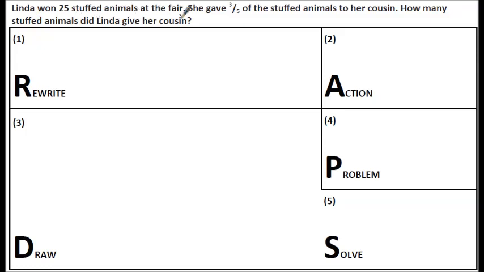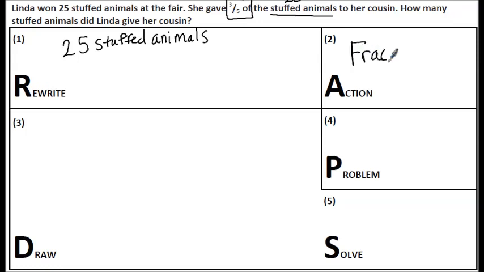Linda won 25 stuffed animals at the fair. So let's write this down. 25 stuffed animals. And then she gave 3/5 of, that's a fraction of, the stuffed animals. And we know that there's an actual number that goes along with that. There's 25. So I'm taking a fraction of the amount of stuffed animals. So a fraction of a number is going to be a multiplication problem.